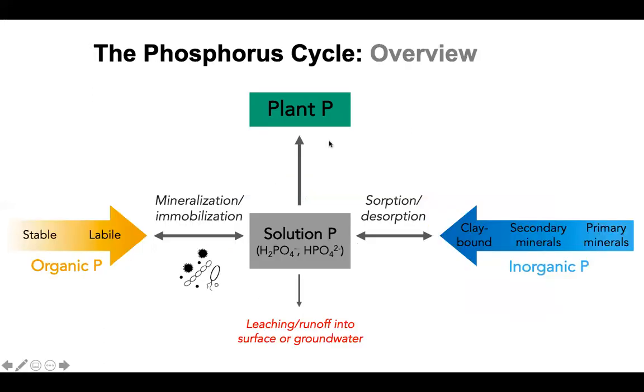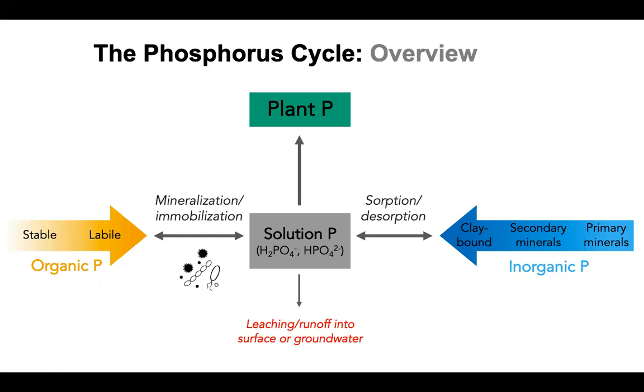So moving on from nitrogen to our next macronutrient, which is phosphorus. Now, the phosphorus cycle is a little more straightforward than nitrogen, but there's still a lot of trickiness here. So let's start with organic phosphorus. We can think of it as kind of a continuum. We have our more stable organic phosphorus, like phosphorus diesters. Those are more stable phosphorus. And then those get broken down by enzymes and they become more and more labile, or more and more accessible.